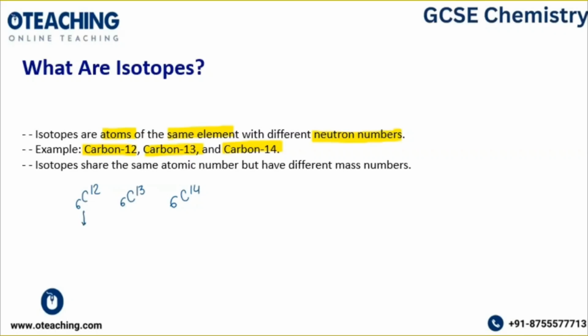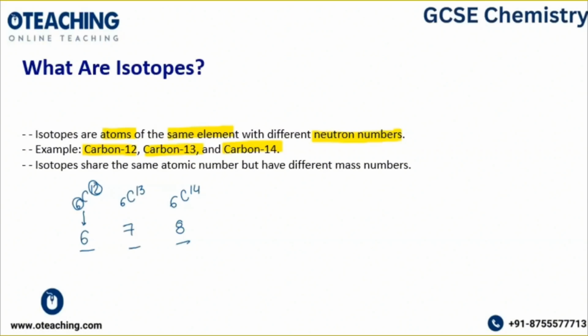Here, if I want to find the number of neutrons, we know that this is the mass number, and mass number is the sum of protons and neutrons. And these are the number of protons, or atomic number. So 12 minus 6 would give me the number of neutrons. So here the number of neutrons is 6. 12 minus 6 is 6. 13 minus 6 would be 7. And 14 minus 6 would be 8. So here the difference is in their number of neutrons and masses as well.